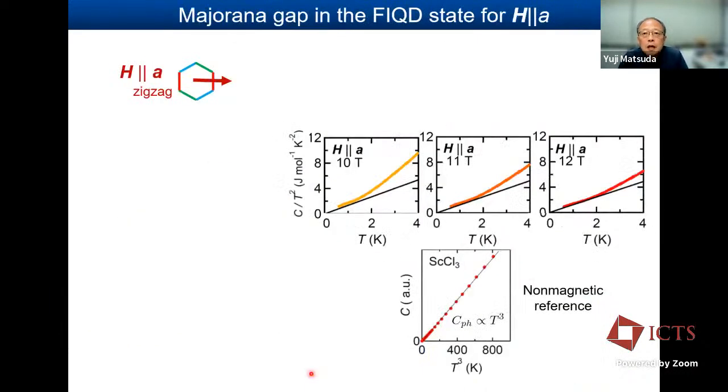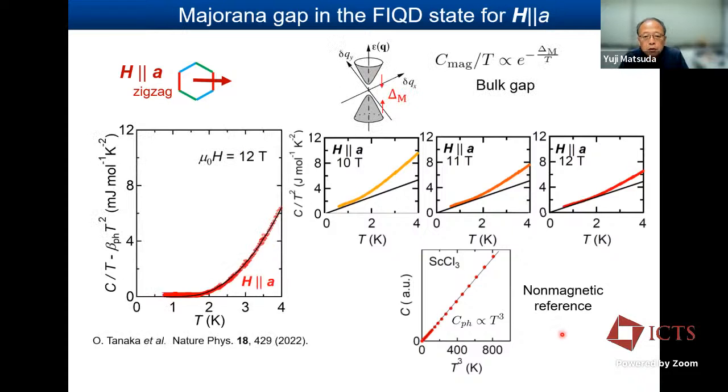Okay, next let me discuss the magnetic field applied parallel to the A-axis. If the magnetic field is applied to the A-axis, in contrast to the B-axis, C over T squared goes to zero at the T equals zero limit. Now at low temperatures, it shows a linear dependence. This means this comes from the phonon contributions. Actually, the phonon contribution is T cubed dependence. So if we subtract the phonon contribution, the specific heat shows exponential behavior.